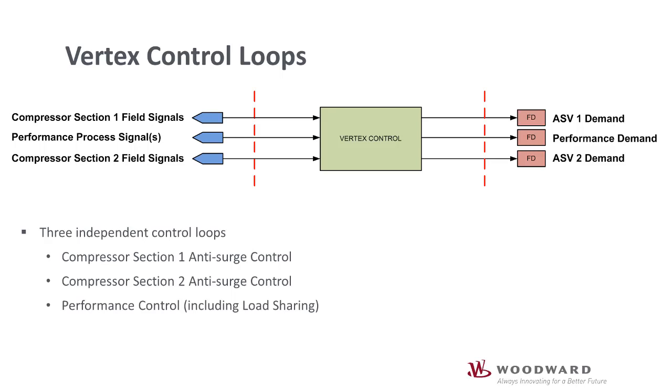So each of these control loops will take some field signal inputs, process them, and produce an output. The ASV outputs are to the anti-surge valves, and the performance demand can go to various devices. This can be a throttle valve, so it can actually be stroking the valve, or it can be a speed control set point for the speed controller on the prime mover.